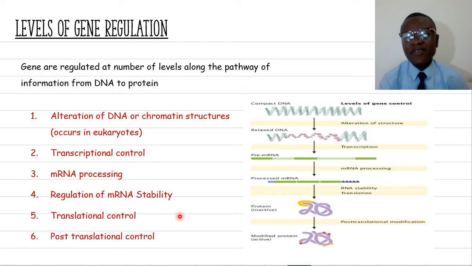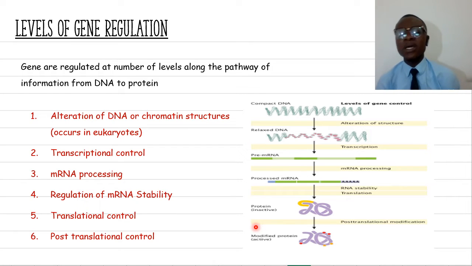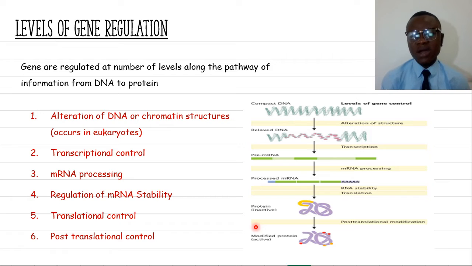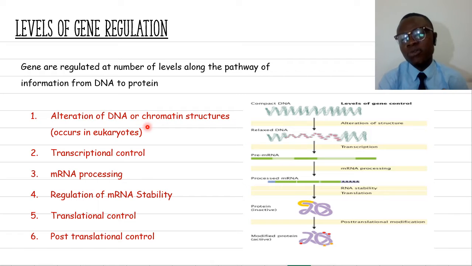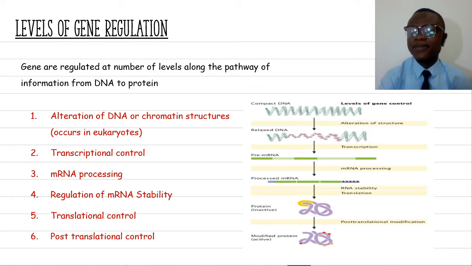And number five here, we have the translational control. And lastly, we have the post-translational control. So there are so many levels of regulation. All of these levels will really make more sense when we're talking about eukaryotic gene regulation. However, for prokaryotic gene regulation, the central point of regulation is the transcriptional control. In this tutorial, we're going to highlight the alteration in the DNA structure that accounts for control of gene expression and the translational control. So let's move on.